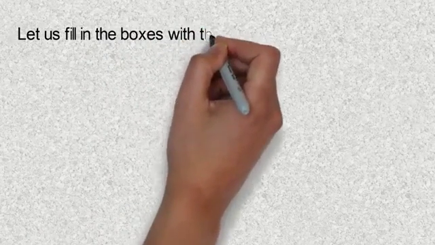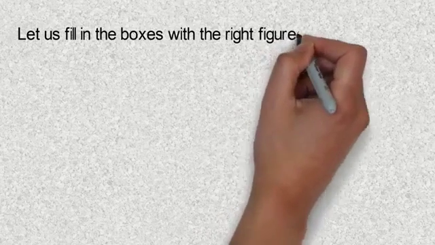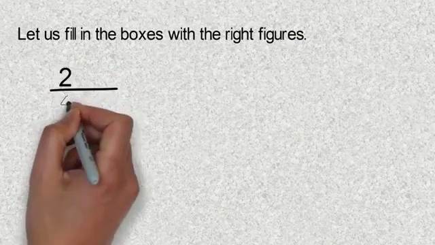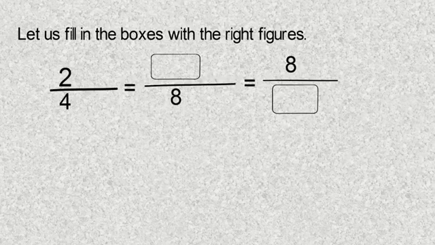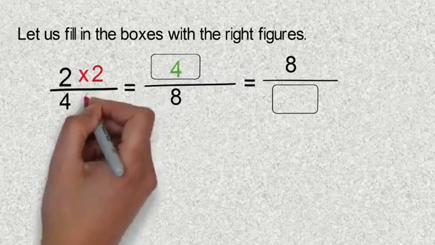So let's try this puzzle. Let's fill in the boxes with the right figures. In the second fraction, the numerator is missing, and in the third fraction, the denominator is missing. So how do we solve this? I have 2 over 4 in the first fraction. So let's try this. If I multiply the first fraction's numerator by 2, it gives me 4, right? Let's fill it to be 4.